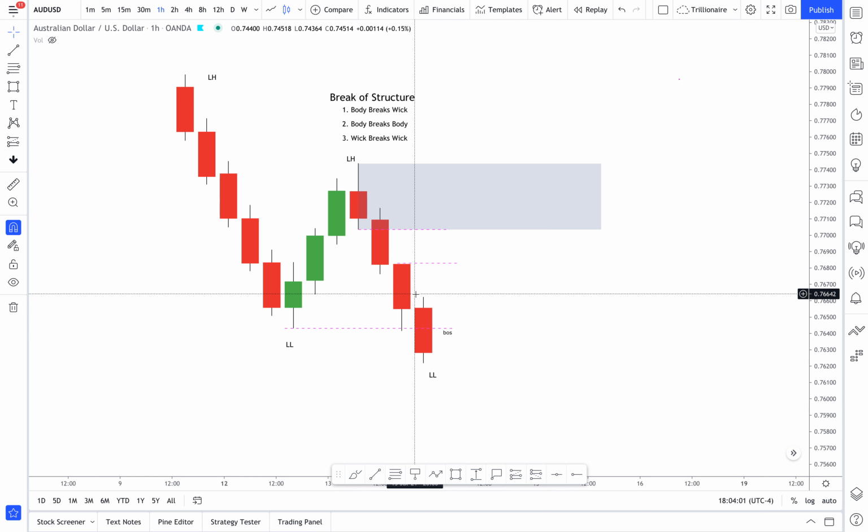All right. Now, all of my mentorship students, you guys know this, the ins and outs to how I look at structure. I just wanted to drop a video because I got a question on how I look at structure in confluence with order blocks. So now you guys are kind of seeing piece by piece my trading style.